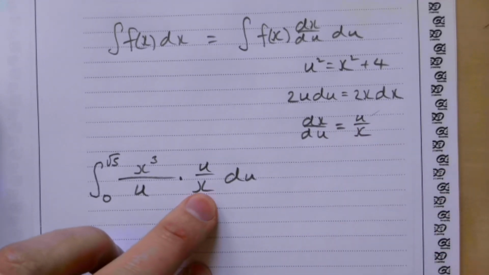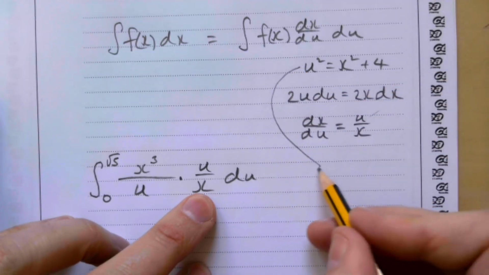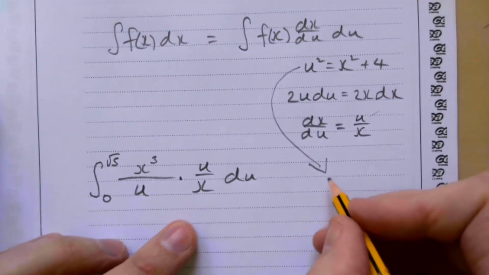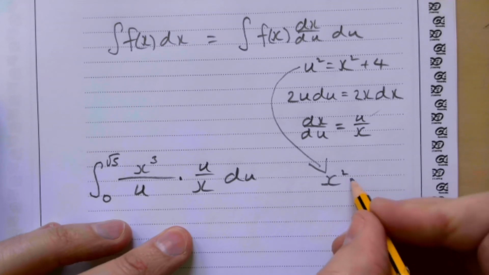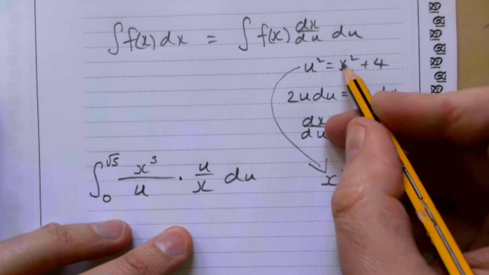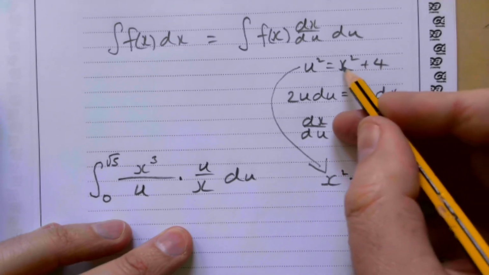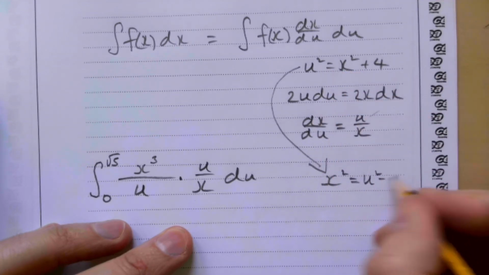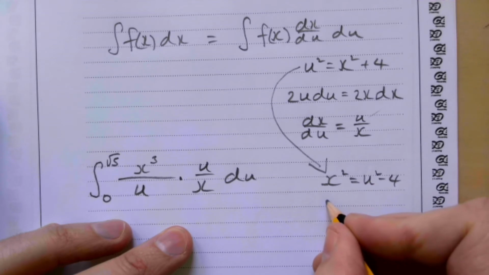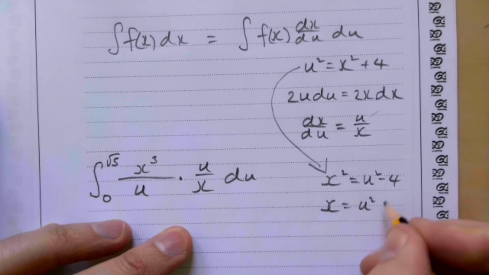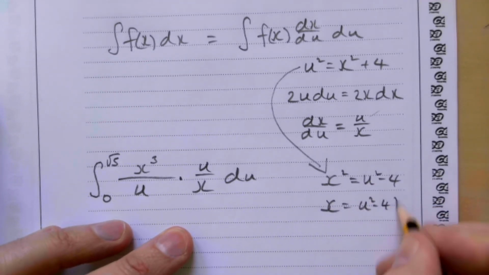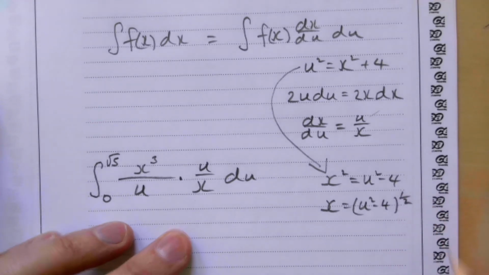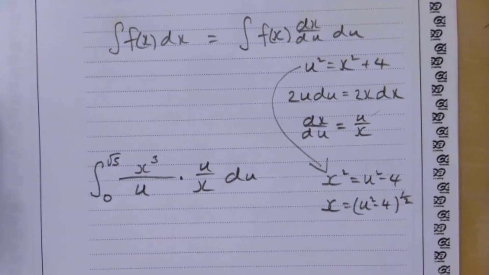So first of all, we need the x. So that means x squared is equal to, what am I doing here? u squared minus 4. It's going to be easier for integrating if we just go x is u squared minus 4 all to the power of a half.